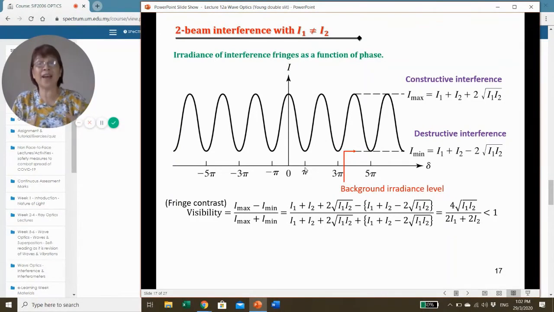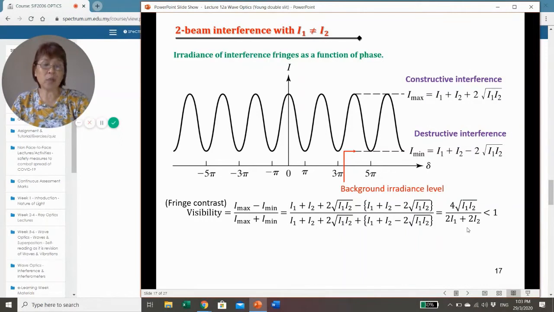And how do we define fringe contrast, or what we would call visibility? That will be equal to the maximum irradiance minus the minimum irradiance divided by I max plus I min. So substituting all this expression into it, you can work this out slowly later, you will find that it equals 4 root of I1 I2 divided by 2I1 plus 2I2. Now if I1 equals I2, let's say it equals I0, then this will be 4I0.